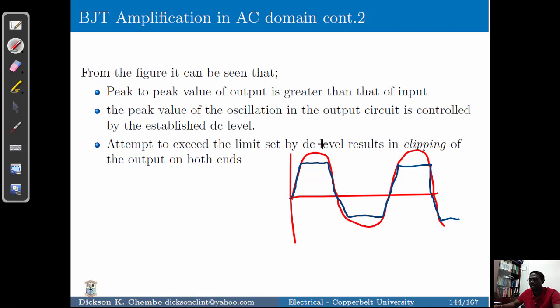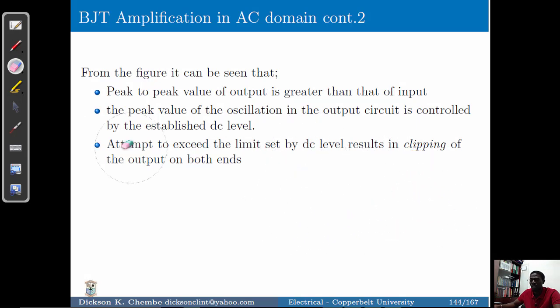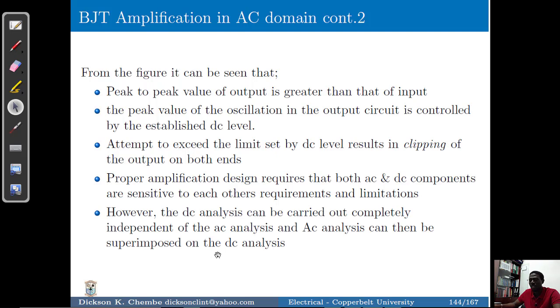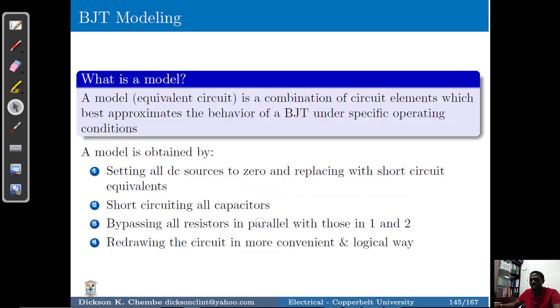You have to set the DC level at a certain level so that you have a normal sinusoidal amplification of the signal to avoid clipping. Proper amplification design requires that you consider both the AC and DC components, that they're sensitive to each other and their requirements. Then we can carry out the DC analysis separately, and on top of that we superimpose the AC analysis on the DC analysis.